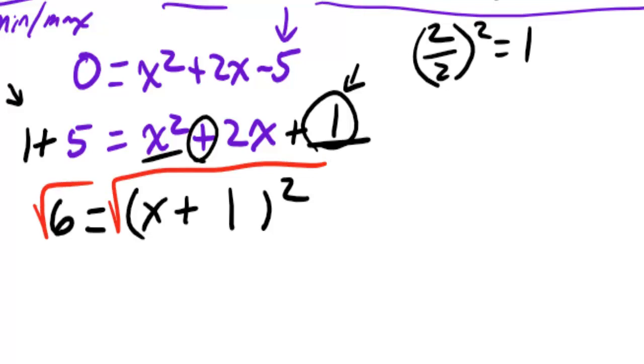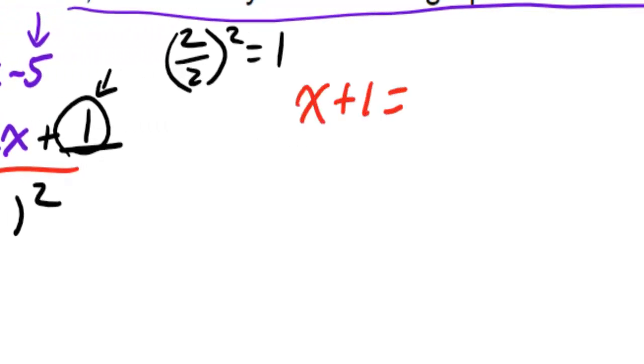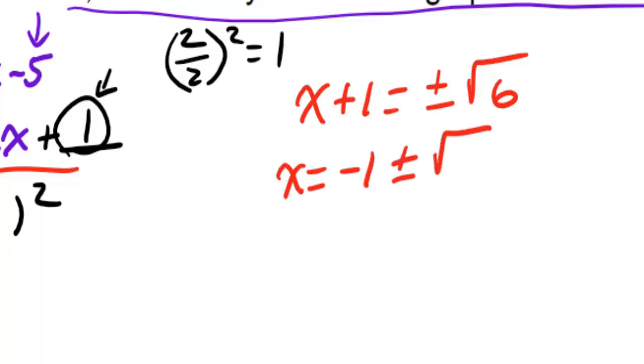Now I'm going to rewrite this in the opposite direction. So x plus 1 is going to equal plus or minus square root of 6. Subtract 1 from both sides. So x is going to equal negative 1 plus or minus square root of 6. Now, if we were asked for the exact answer, we would leave it like that. I'm going to go ahead and use a calculator and estimate the square root of 6.